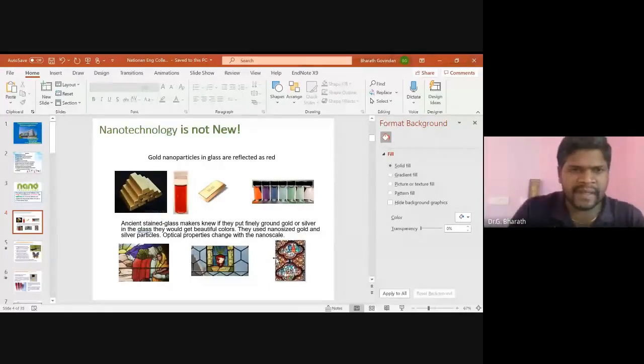So I already explained that nanotechnology is not new. The bulk gold material is in golden color, but when you reduce the size, it effectively shows a different color, like red color nanoparticles. Especially at 10 nanometer particle size it shows red color, and the bulk material shows golden color. The same technology was used by stained glass makers, who made different colorings, especially for glass.